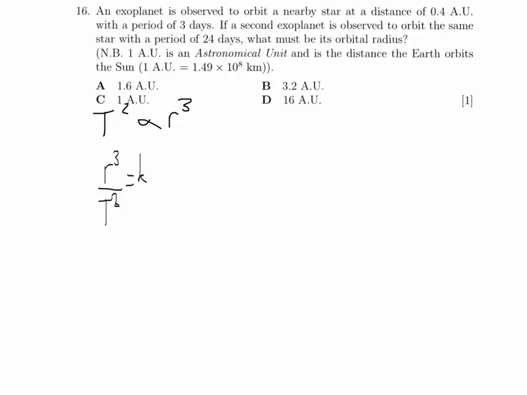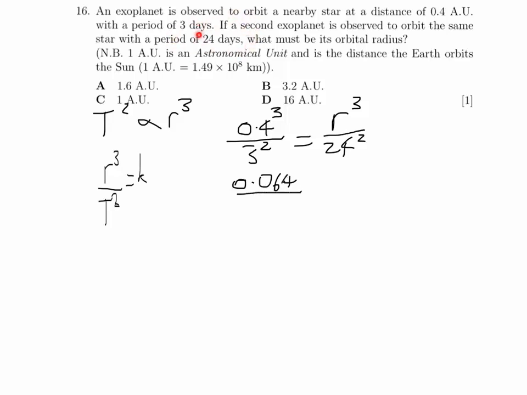So we've got the nearby planet, which is 0.4 astronomical units away. So we're going to do 0.4 cubed, and we're going to divide that by the time period squared. So it's 3 days squared. We don't need to change any of the units here to meters or seconds because we're using the same units in both examples. So the more distant planet has a time period of 24 days.